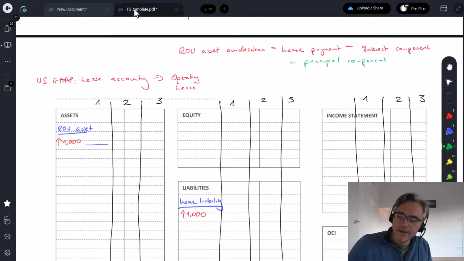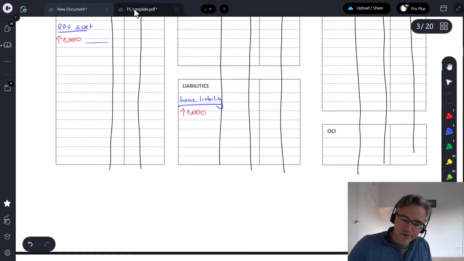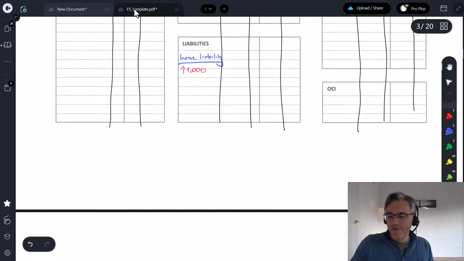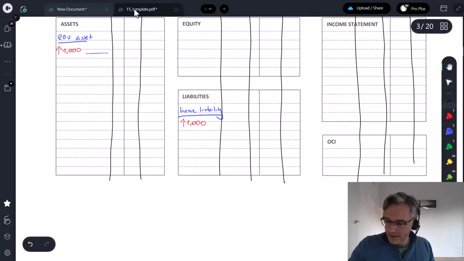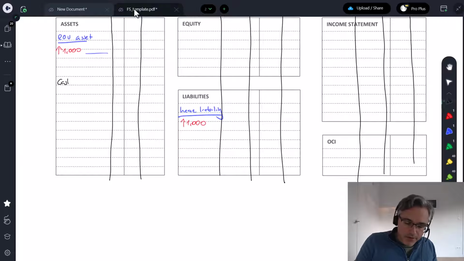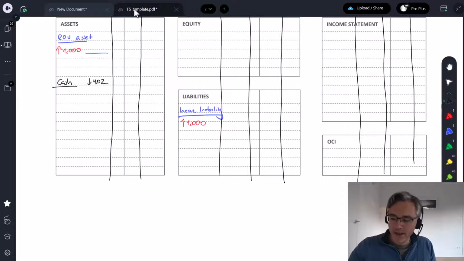So that is going to lead to some very interesting effects. Well, very interesting if you're an accountant. If you're not an accountant, very weird and actually completely abstract. Anyway, what happens to cash? In the first year, we spend our first bit of cash, so 402 leaves the company. Remember, that was the annual payment.